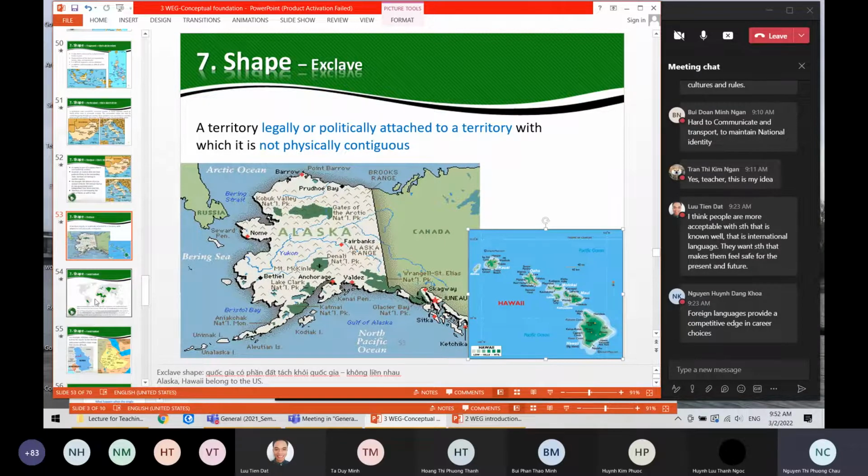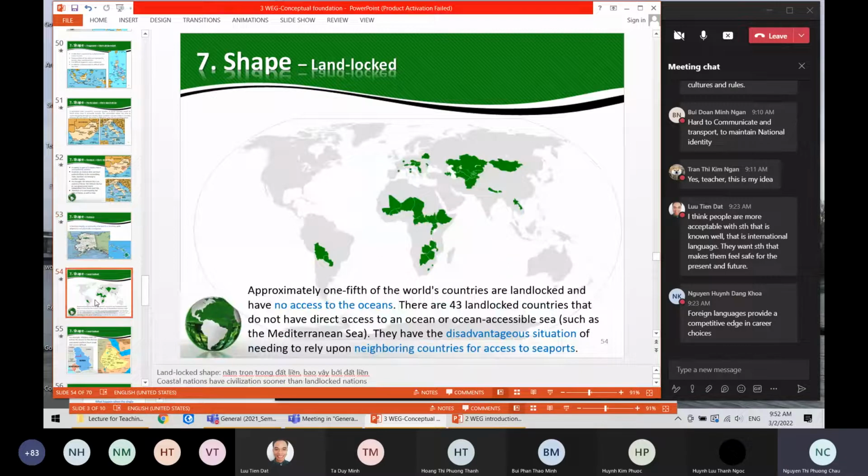Okay, so we move to the last shape of nation, the landlocked nation. Here the map shows us the nations that are landlocked. The characteristic of this shape is that it has no access to the ocean. The nation has no sea border. It's located inside the continent, and they have no sea border.